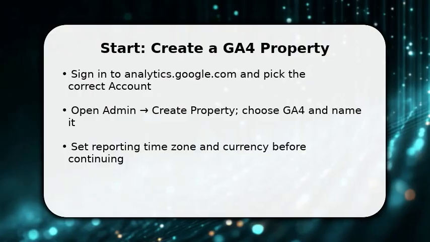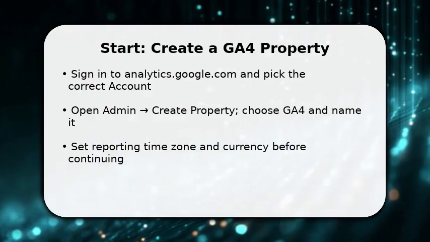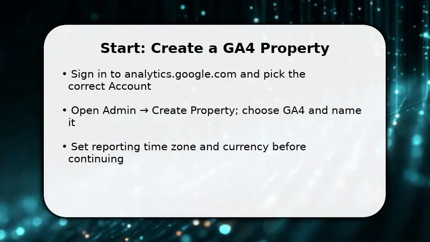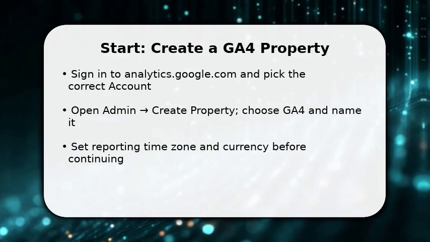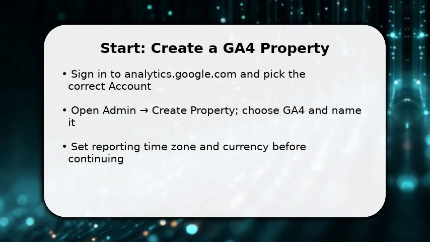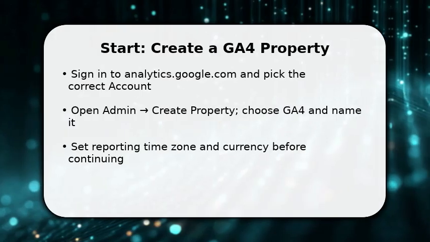You begin by signing into Google Analytics and selecting the account that will contain the new property. Once there, open Admin and click Create Property. Choose GA4 so you get the current features.